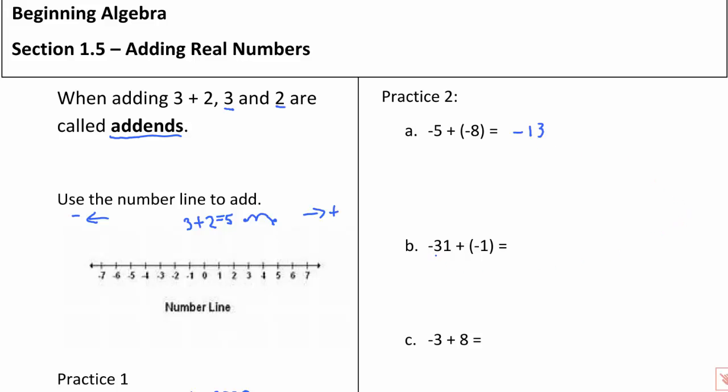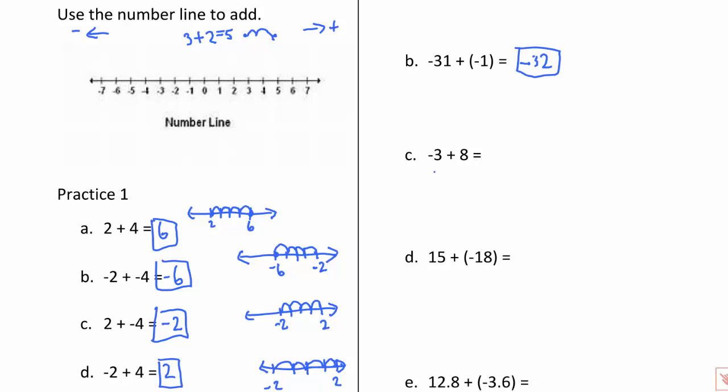Next, let's look at B. Negative 31 plus negative 1. Again, negative and negative being added together, same signs add. So I'm just looking here at 31 plus 1. So 31 plus 1 is 32. And because they're both negative here, this is going to be negative 32. I should really box my answers here. There we go.